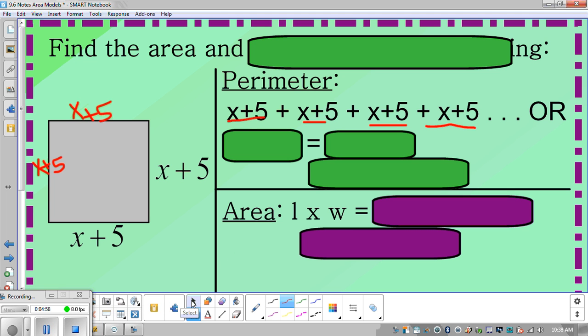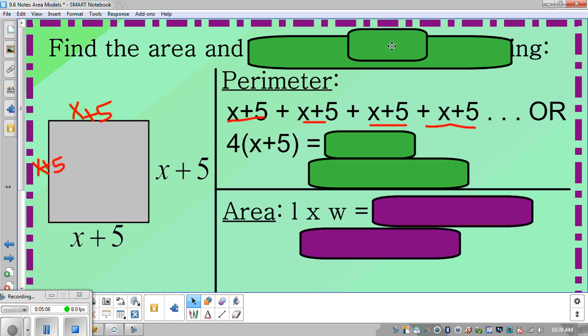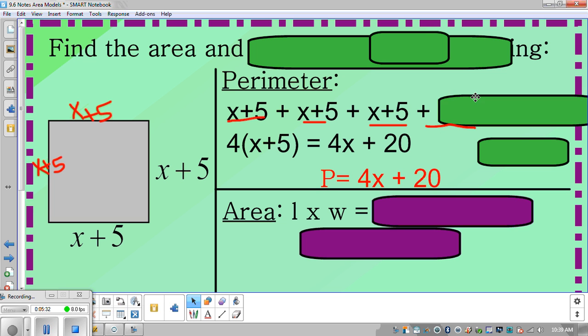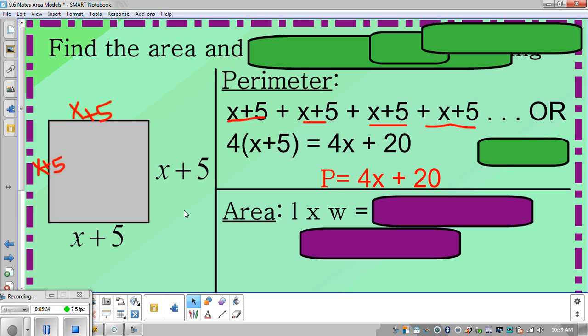Or I'm going to guess some of you are going to say, well, Miss Bremser, there are 4 sides, then they are all x plus 5. So we could simply write it as 4 times x plus 5, because there are 4 x plus 5s. If you then use your multiplication rules and distribute 4 times x, you will get 4x, and 4 times 5 is 20. So the easiest way to get the perimeter for a square is to multiply 4 times whatever the length is. So our final answer is the perimeter equals 4x plus 20.